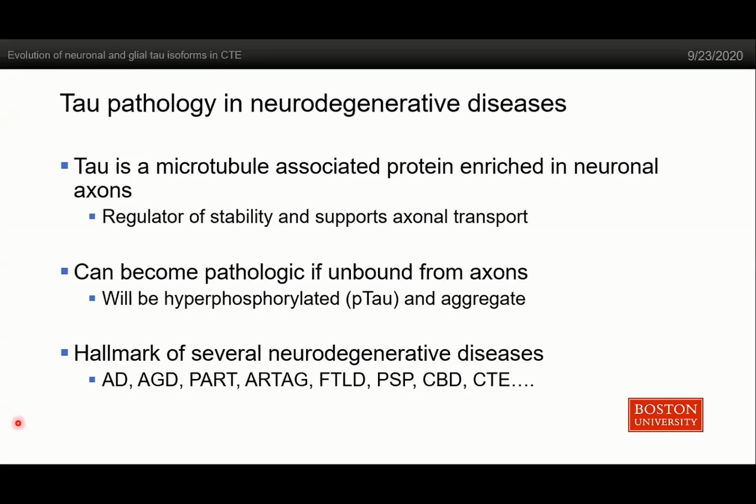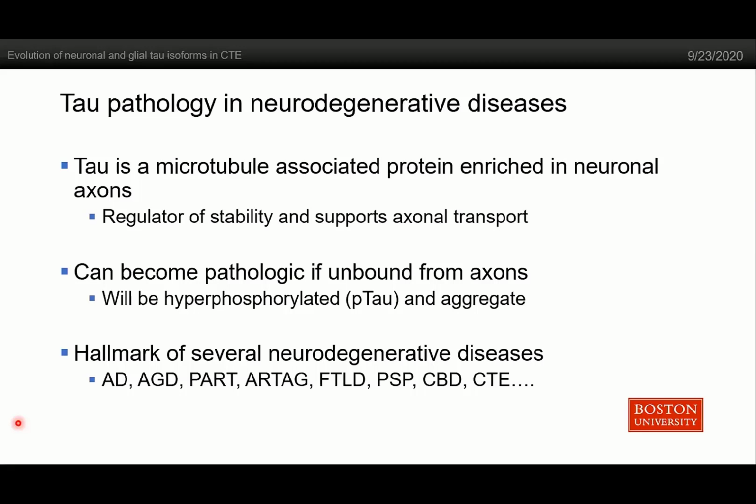So this project is looking at tau pathology in neurodegenerative disease. There are a lot of different tauopathies. Tau is pretty ubiquitous among a lot of different cells in your brain. It is a microtubule-associated protein that's enriched in neuronal axons. It's really important in stability, axonal transport and support. But under different conditions, it can become unbound and pathologic, where it can be hyperphosphorylated and begin to aggregate together. That's where you get this pathological phenotype: unbound, hyperphosphorylated aggregates of tau.